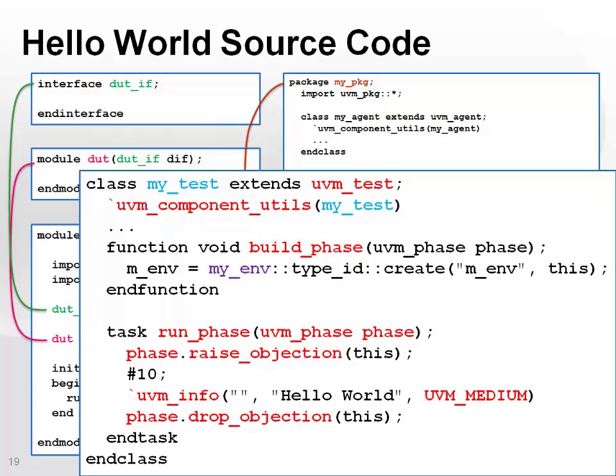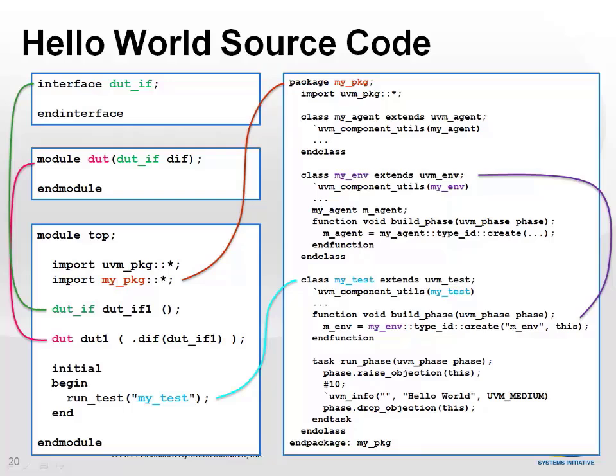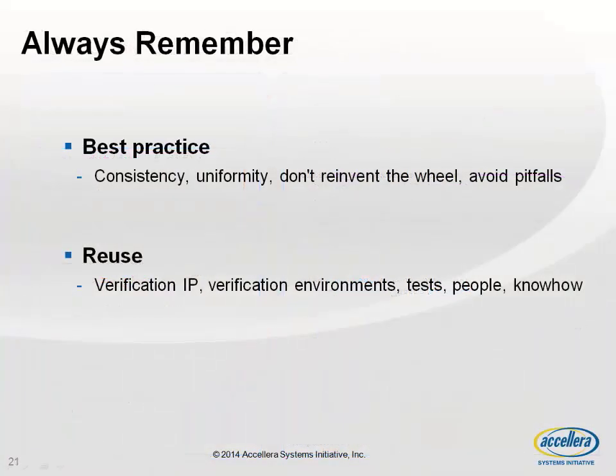Then it consumes some time and prints out hello world. And then when it's finished, it drops the objection again. At that point, having dropped the objection, the phase is over, the test is over, and our hello world program is completed. So just to finish, remember as we go through the rest of the day, UVM is all about best practice and reuse. That's why we're doing it all.